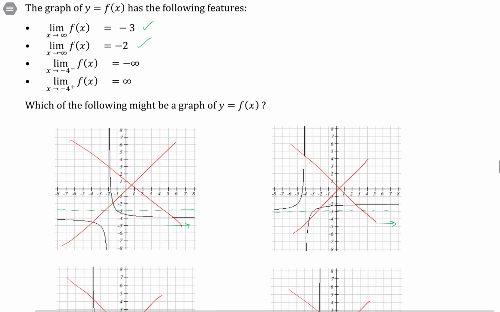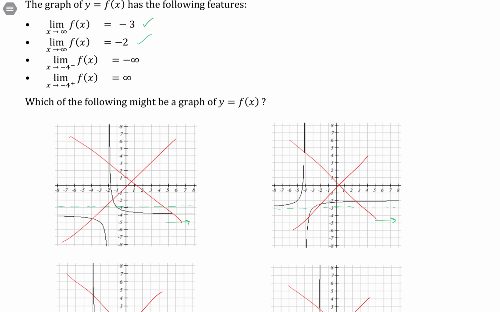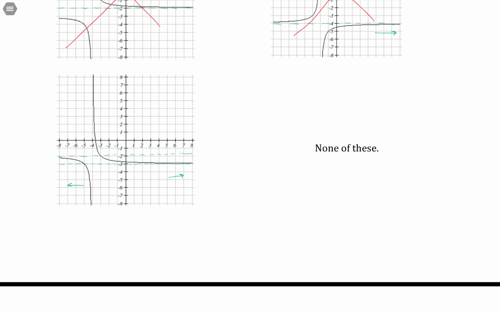And lastly, the limit from the left at negative 4 is negative infinity. So here's negative 4. I'll just put a vertical asymptote in there. As we approach the limit from the left-hand side, we need the function to be going to negative infinity. And that is the case. As we go to negative 4 from the right-hand side, we need it to be going to positive infinity. And that's the case as well.